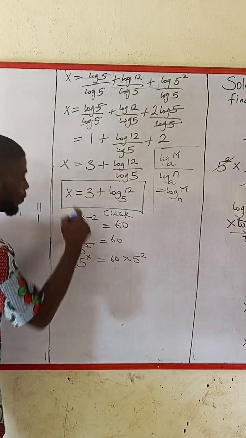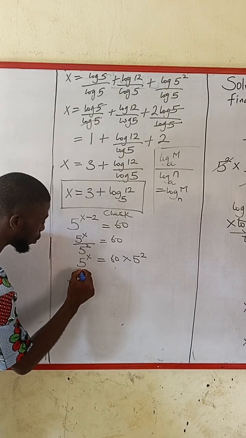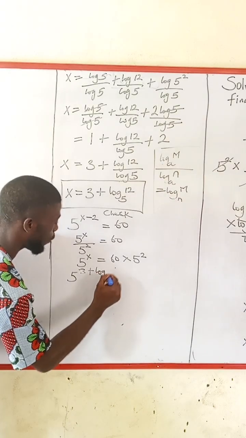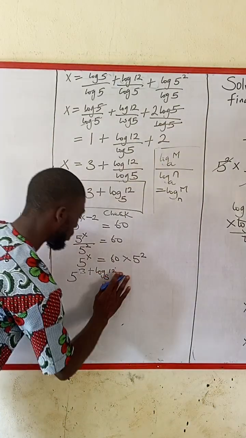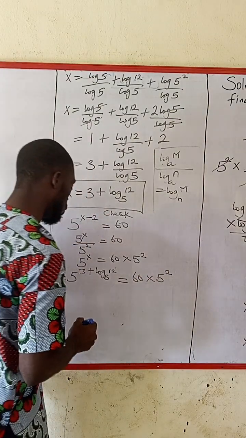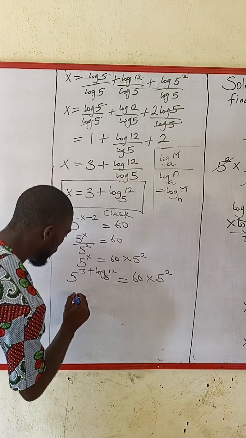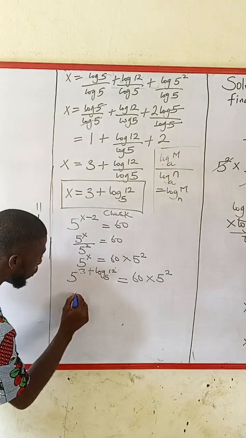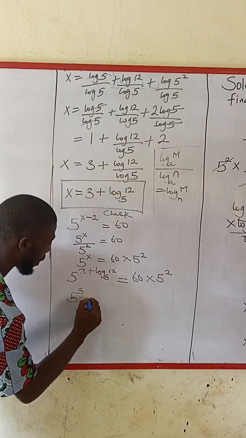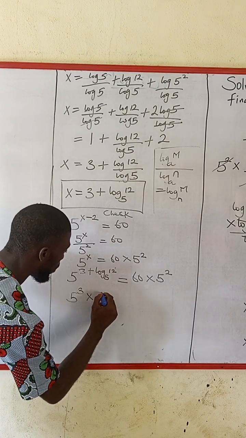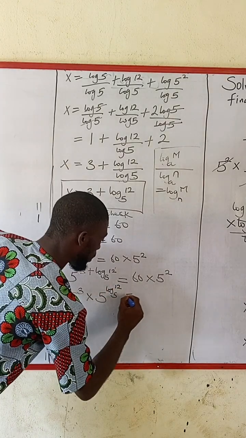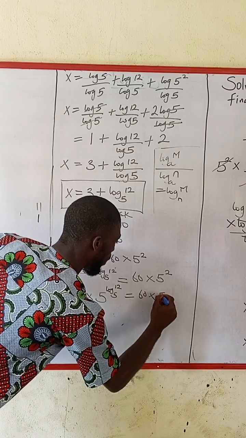But what is s? s is this value. Let us see. So this would now be 5 raised to the power of, instead of writing s, I would have 3 plus log base 5 of 12, is equal to 60 times 5 raised to the power of 2. Now remember from our laws of indices, I can also write this to be 5 raised to the power of 3 times 5 raised to the power of log base 5 of 12, which is equal to 60 times 5 raised to the power of 2.